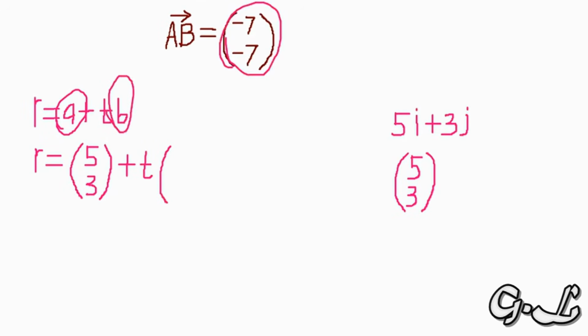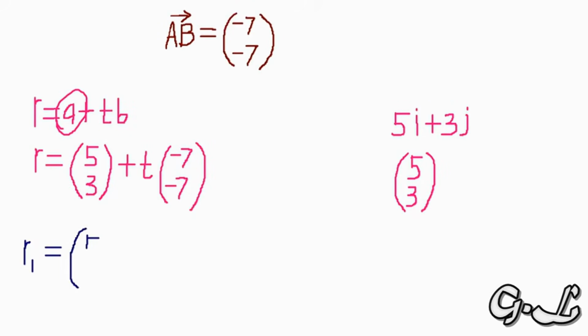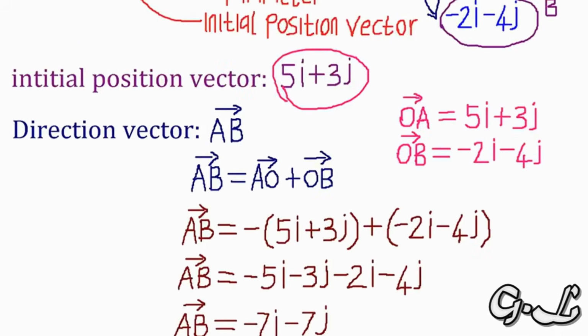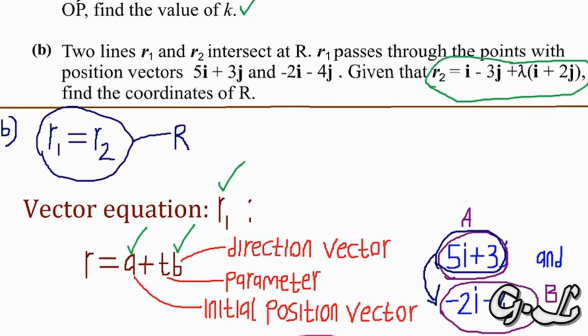We already found the direction vector, which is vector AB, and we're going to write what vector AB equals. In such a case, it is negative 7 at the top and then negative 7 at the bottom. So this is our R1. We're going to say that R1 is equal to 5 at the top and then 3 at the bottom, plus t, and then negative 7 at the top and negative 7 at the bottom. So this is how you're supposed to find the vector equation.